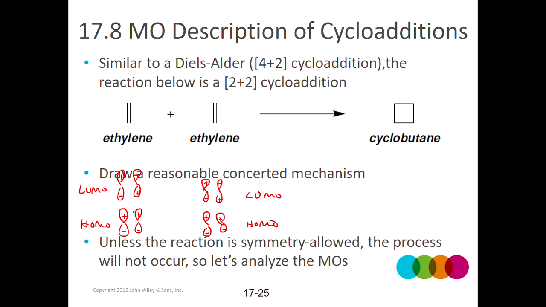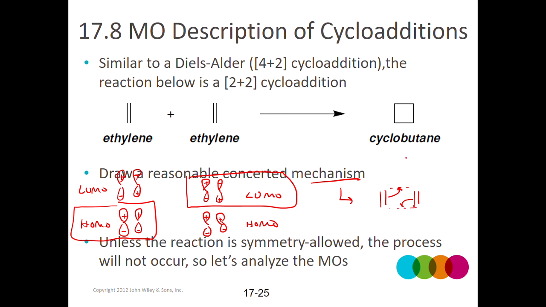So to make this work, the two HOMOs can't overlap because they're both full of electrons. That would just cause repulsion. So the HOMO of one would have to overlap with the LUMO of the other. But hopefully you can start to see that's not going to work. So we can draw the mechanism, which I forgot to do. Let's just do that real quick. The mechanism would involve this pair of electrons swinging out to form a sigma bond here, and this pair swinging out to form a sigma bond there.